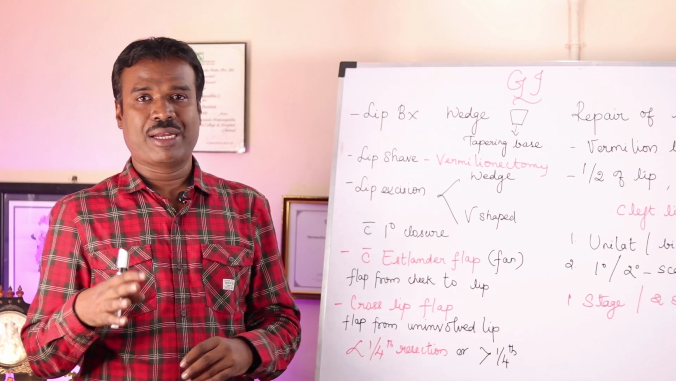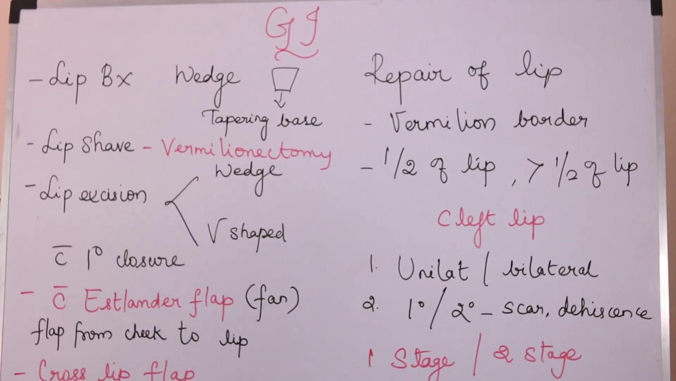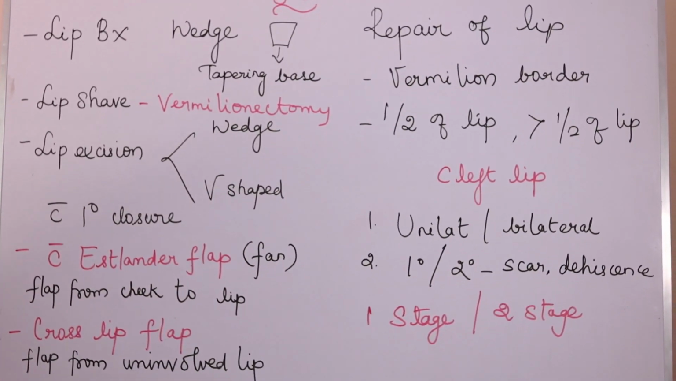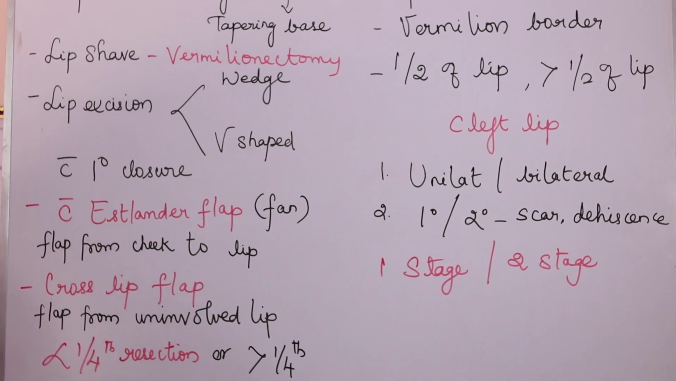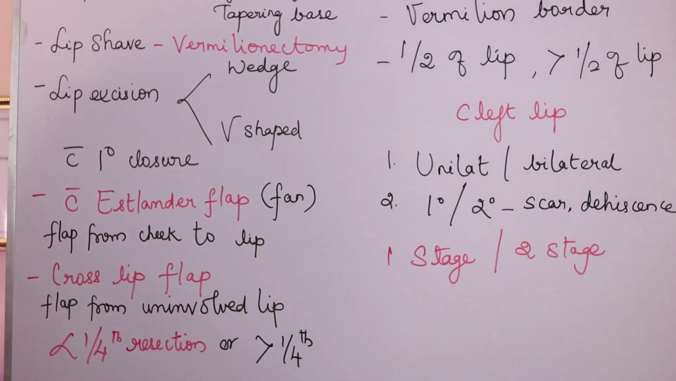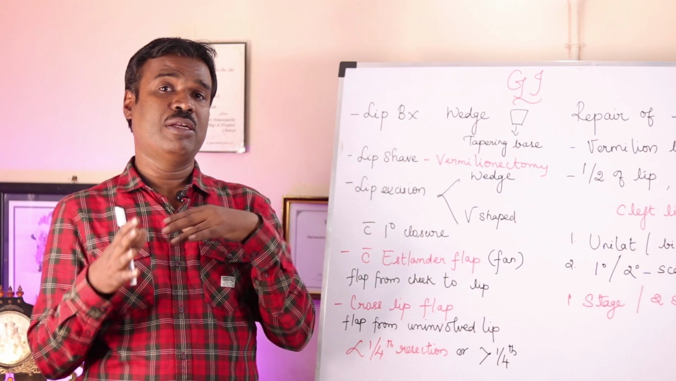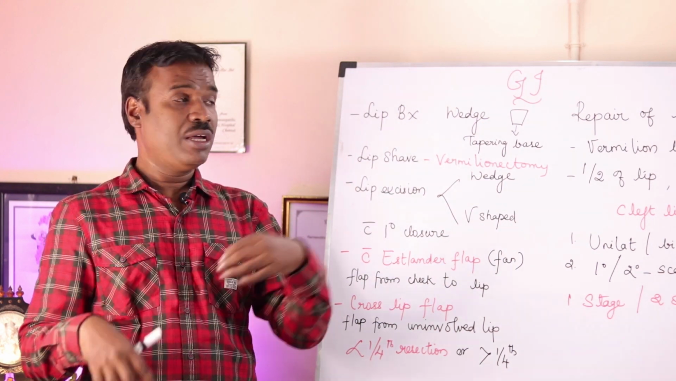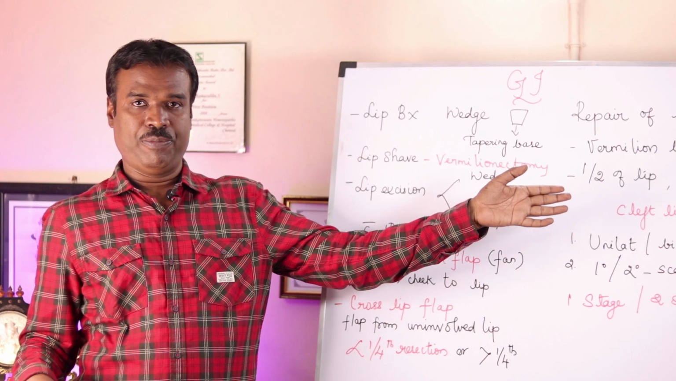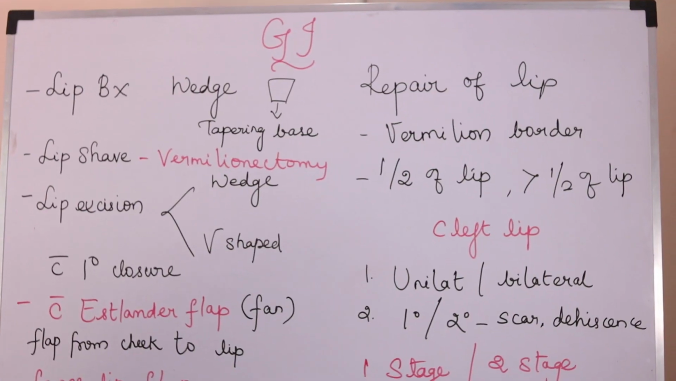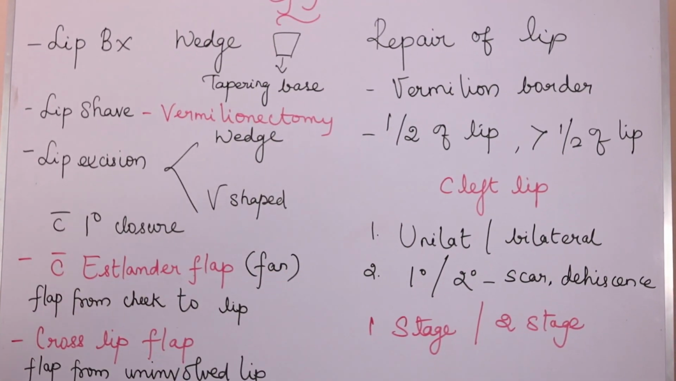Once a lip is resected, we'll have to go for a repair. So repair of lip, either it can be limited only to the vermilion. So we have repair of the vermilion border alone, or then you need to know whether the repair is being done to at least half of the lip area or more than half of the lip. So depending on the extent of work that is involved, our codes differ.